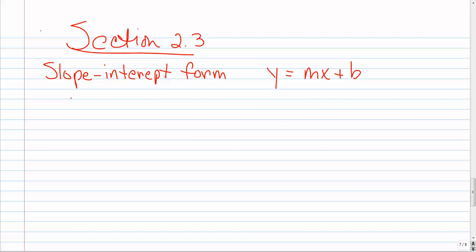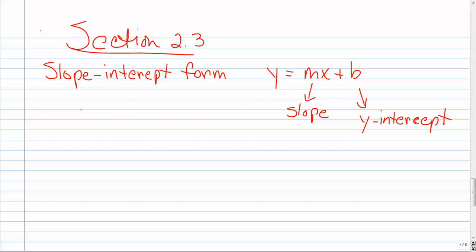All right, the next thing I want to go over in section 2.3 is the slope-intercept form of an equation of a line. I mentioned this in the previous video. The slope-intercept form of an equation of a line is y equals mx plus b. That is where the equation is solved for y. And the m, just like always, is the slope of the line, and the b is the y-intercept. That is where the line crosses the y-axis when you draw the graph of the line.